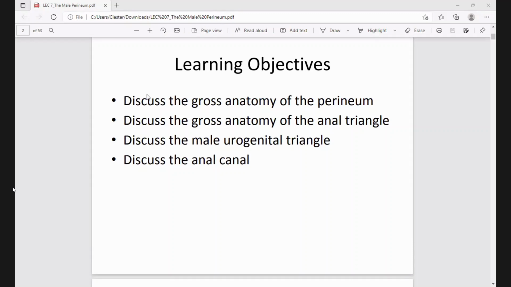This lecture will be divided basically into the gross anatomy of the perineum itself, how it is divided into the anal and urogenital triangle, and then what will be the contents of each of the triangles in the perineum. Then we will go into the male external genitalia, and of course we will discuss first the anal canal before we go into the male external genitalia.